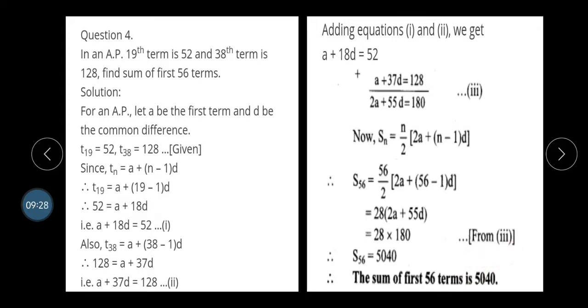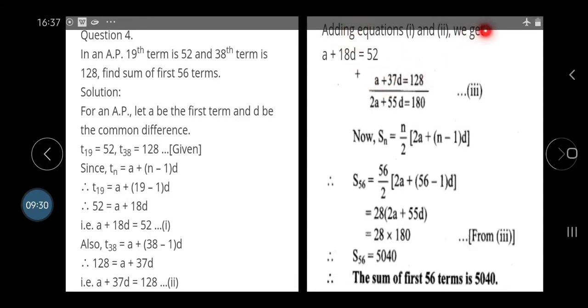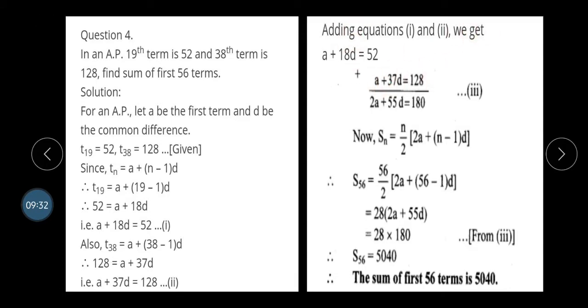Children, you can subtract the equations also, then you will get the value of d as 4. Then you can resubstitute that d value in the first or second equation. Then you will get the value of a as minus 20, d as 4 and n as 56. Then you can substitute. So those more steps are coming. So this is an easier method when you add the equations. But you can use both the methods, any method which you are comfortable with.